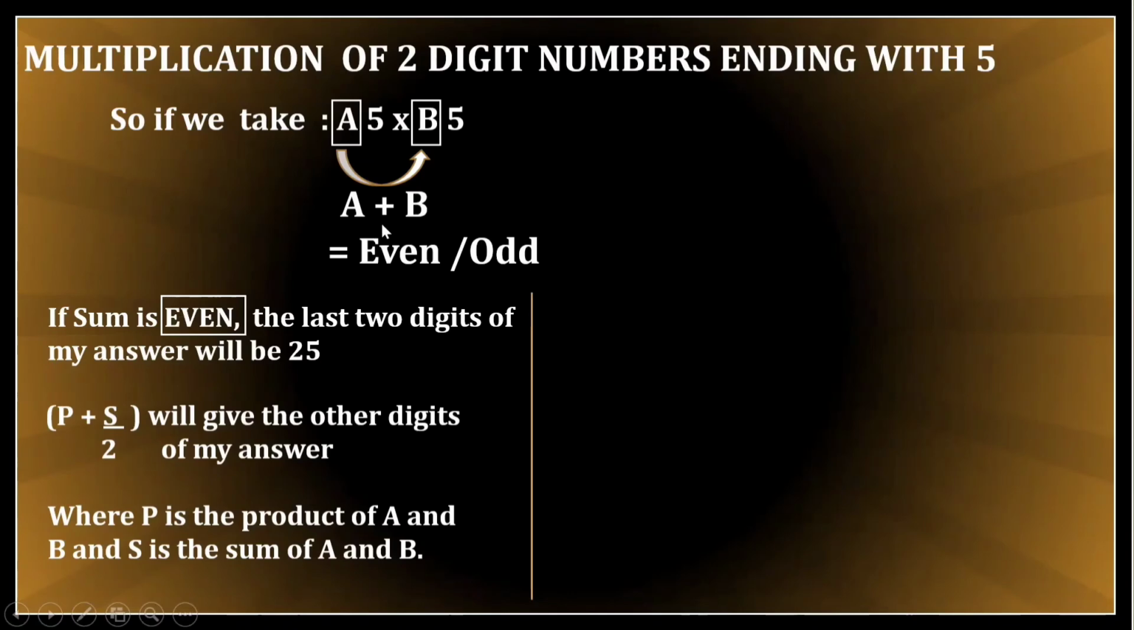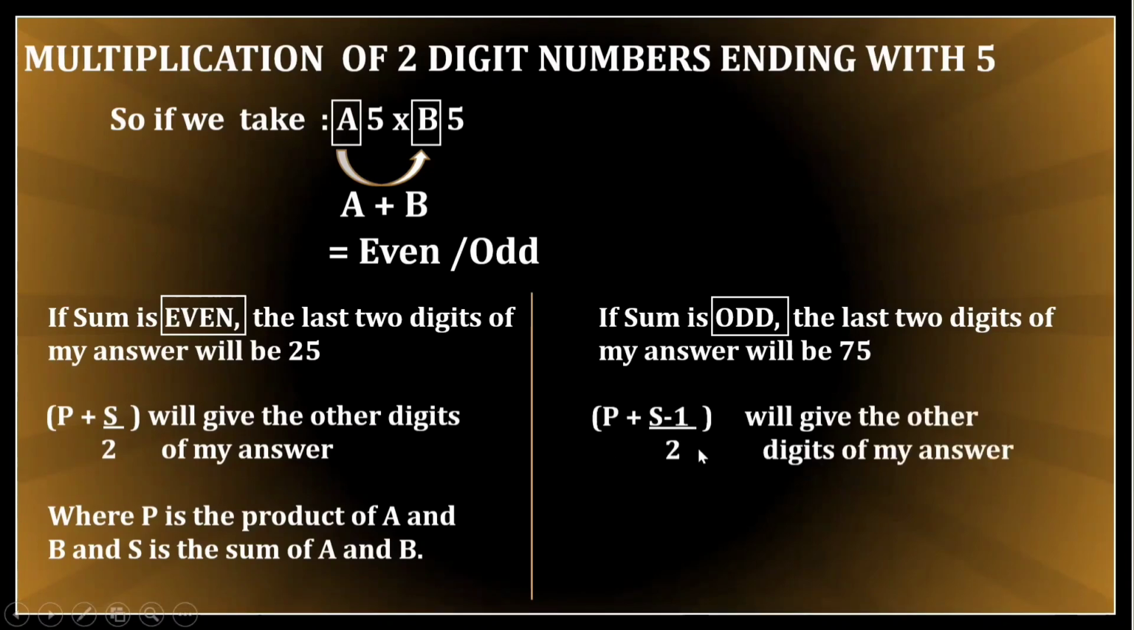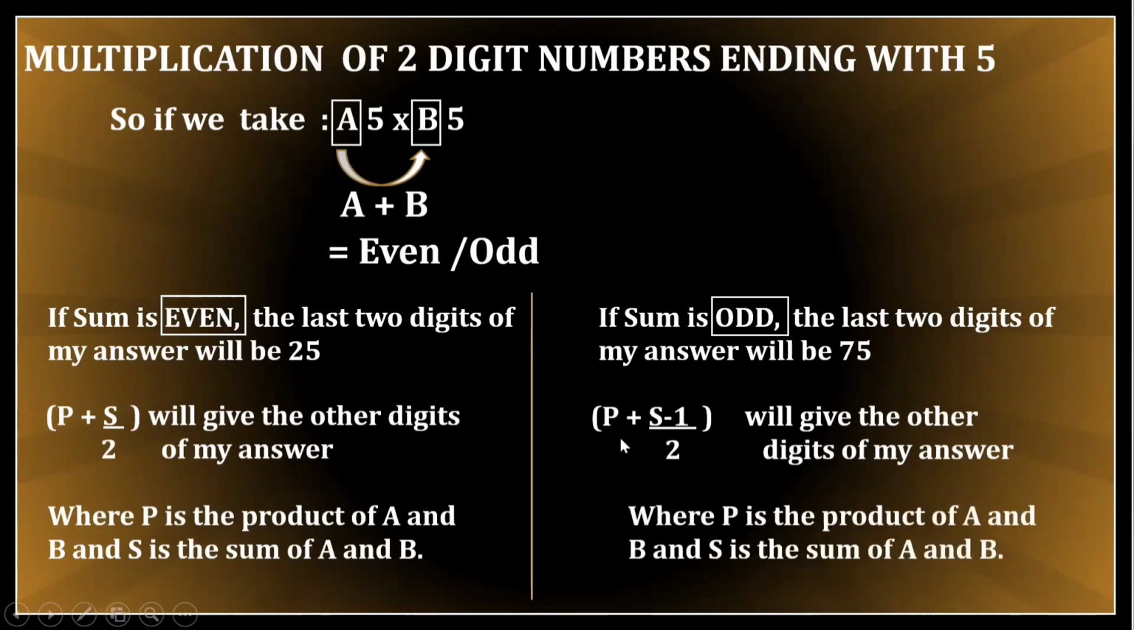Let us take the case when A plus B comes out to be odd. If the sum is odd, the last two digits of my answer will be 75 and the other digits will be given by P plus (S minus 1) by 2. Remember, it is (S minus 1) by 2. That will give me the other digits of the answer. As usual, P is the product of A and B, and S is the sum of A and B.